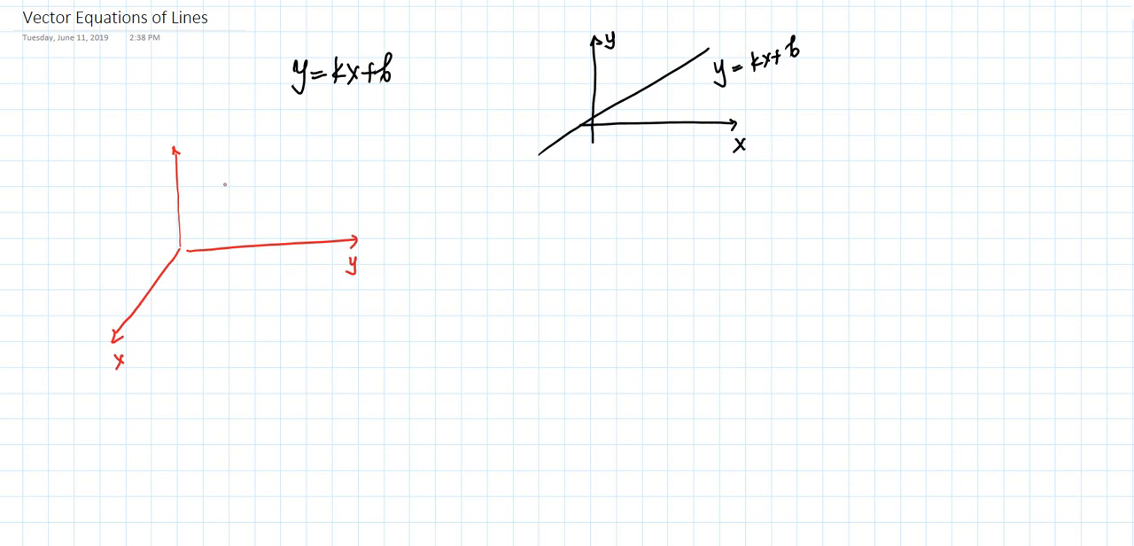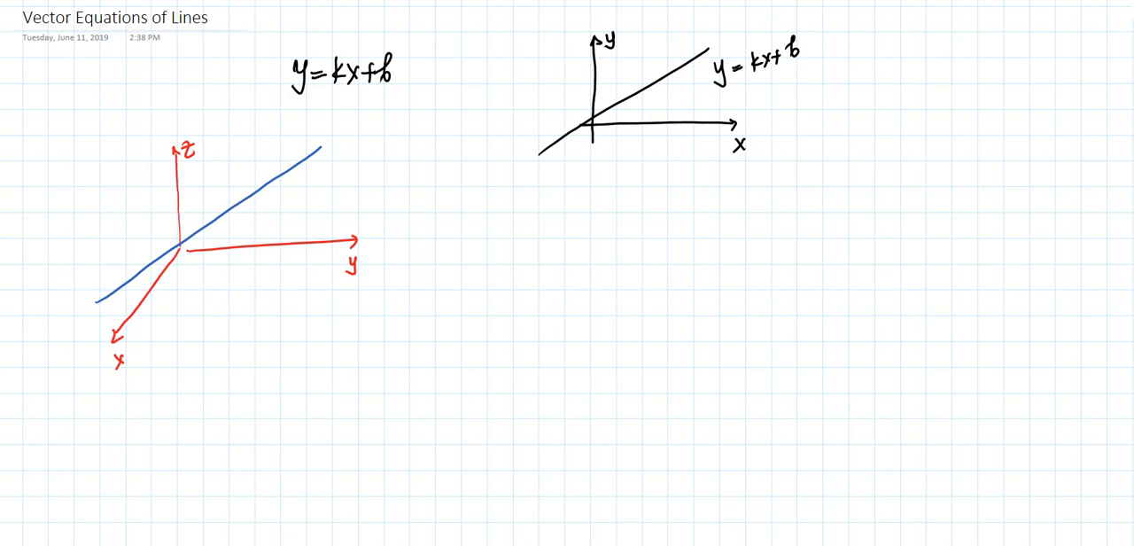X, y, and z. And let's say we're given some line, okay? And I would like to define its equation. I can't define the equation of this line with y equals kx plus b anymore, because I have the third component z, right? So we need to figure out another way of defining the line, and one of the ways of defining the line would be vectors, okay?